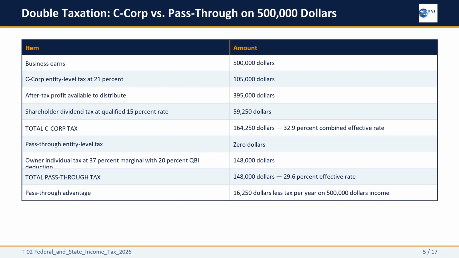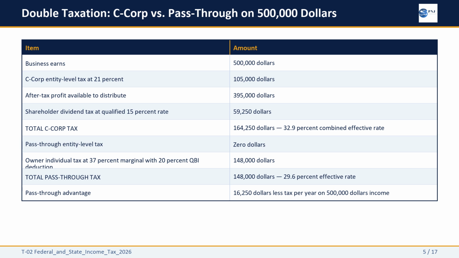Here is the core double taxation illustration on $500,000 of business income. The C corporation pays $105,000 in entity-level tax at 21%, leaving $395,000 to distribute. When that amount is paid as a qualified dividend, the shareholder pays another $59,250 at the 15% qualified dividend rate. Total combined tax burden is $164,250, a 32.9% effective rate.